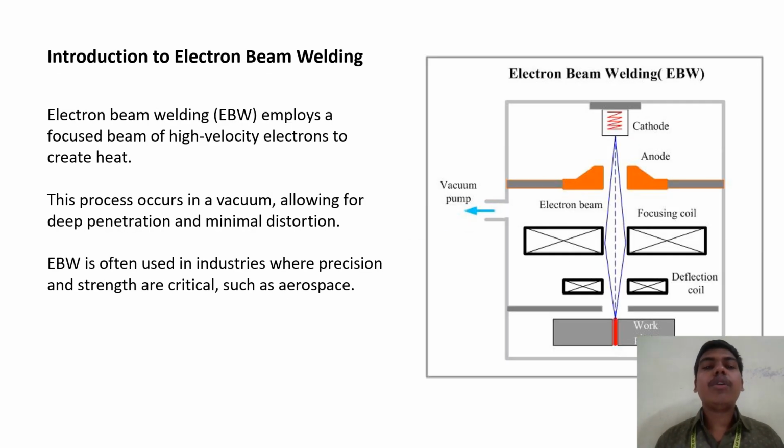Introduction to electron beam welding. It is another type of beam welding, which employs a focused beam of high voltage electrons to create heat. This process occurs in a vacuum, allowing deep penetration and minimal distortion. This welding is often used in industries where material strength is critical, such as aerospace.